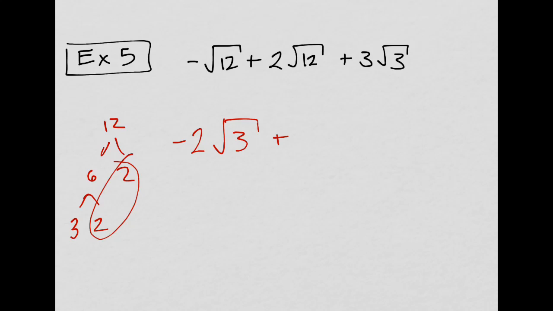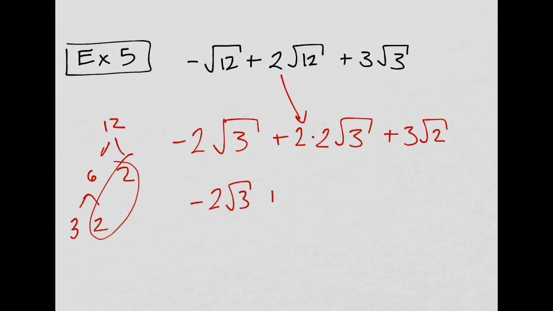And plus, well, I already broke down 12, and that was 2 on the outside and 3 on the inside. However, people are going to forget this all the time. There's an extra 2 from there. This 2 was from right there. This is from right there. And then plus 3 root 2. So negative 2 root 3 plus 4 root 3 plus 3 root, whoops, that's 3.